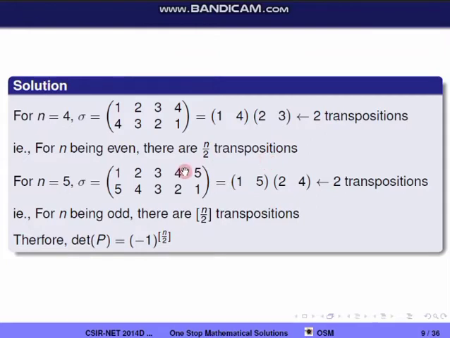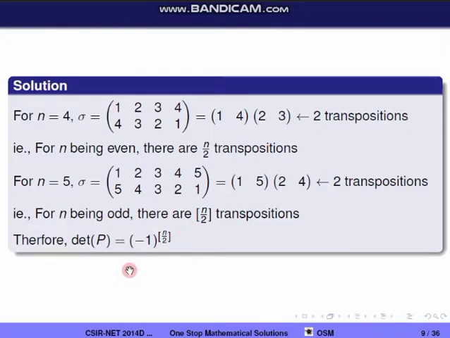Now we'll consider the case for n equal to 5. So sigma is equal to 1, 2, 3, 4, 5. 1 is mapped to 5, 2 is mapped to 4, 3 is mapped to 3, 4 is mapped to 2, 5 is mapped to 1. Write it as a product of transpositions. Here 1 is mapped to 5, 5 is mapped to 1, the first is closed. Now 2 is mapped to 4, 4 is mapped to 2, the second cycle is closed. So for n equal to 5, we are getting sigma as a product of 2 transpositions. So for n being odd, there are greatest integer function of n by 2 transpositions.